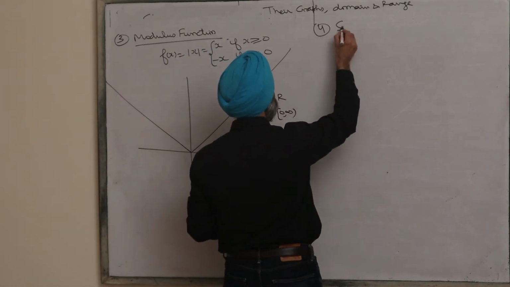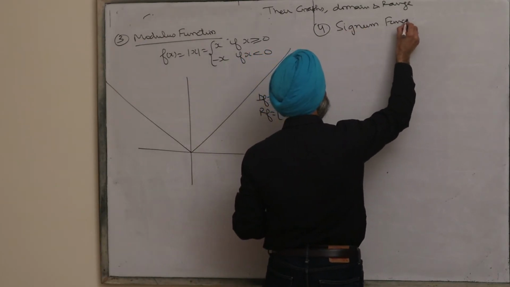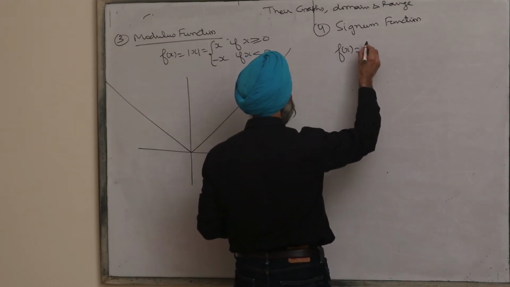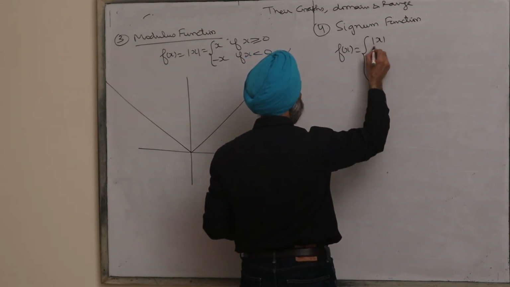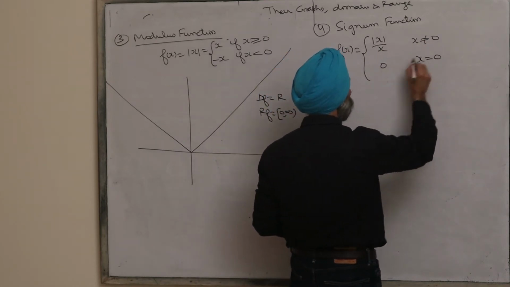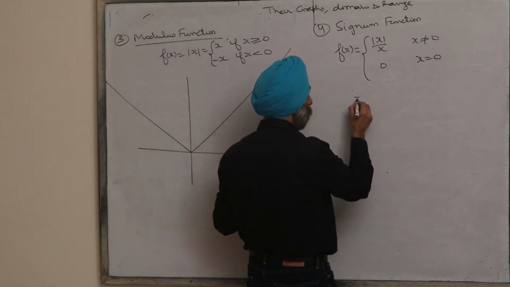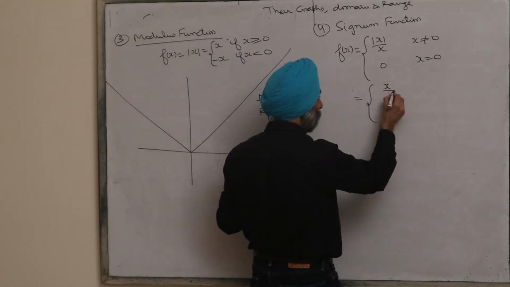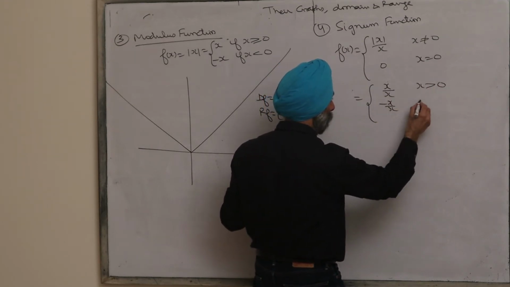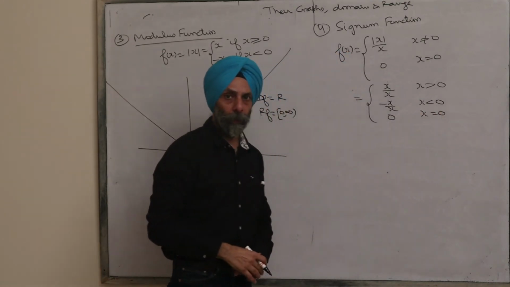Now next is your signum function. f(x) is equal to mod x over x when x is not equal to 0 and is 0 when x is equal to 0 is called the signum function. So you can see here, if we define this, can I write this as x over x if x is greater than 0? Can I write this as minus x over x if x is less than 0 and is 0 when x is equal to 0?